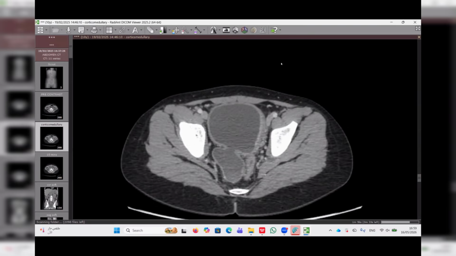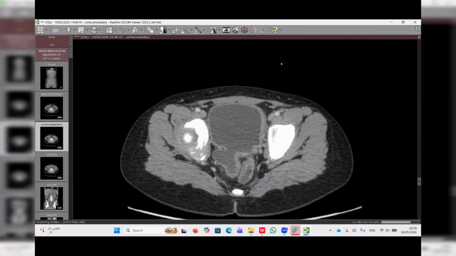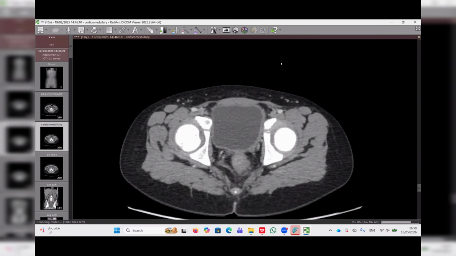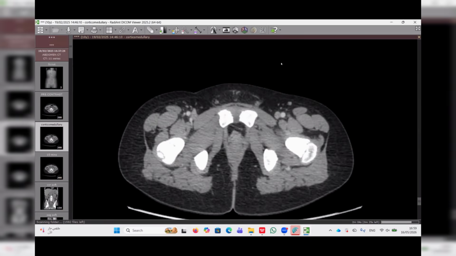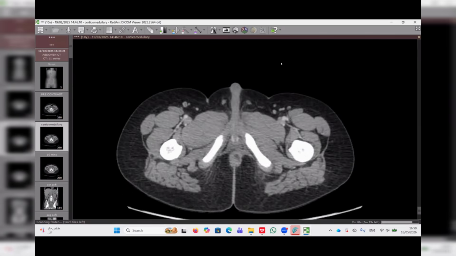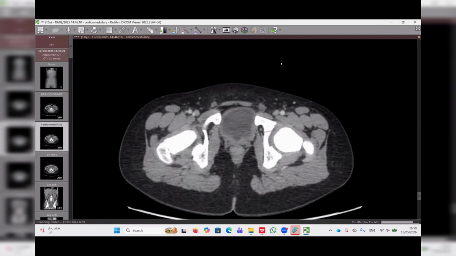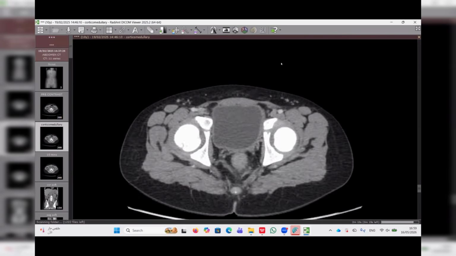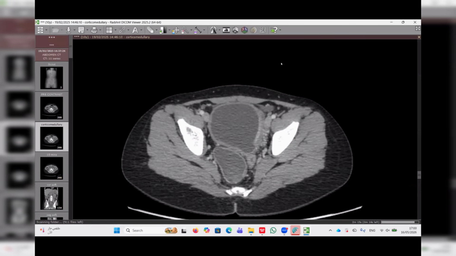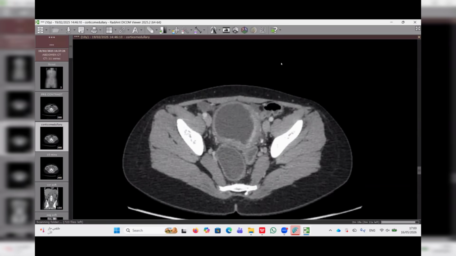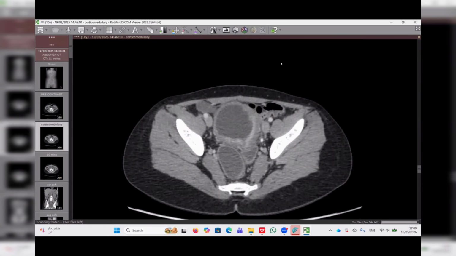So as I'm going down, I can see the bladder is also distended, and there is an outpouching arising from the diverticulum on the right side, in which the ureter on the right side is opened. Yes. I want to see the coronal sections if available. Okay.